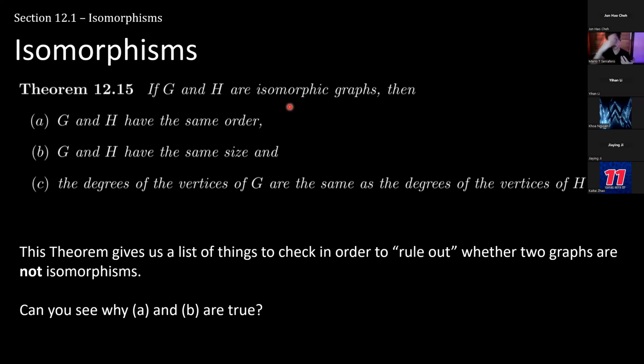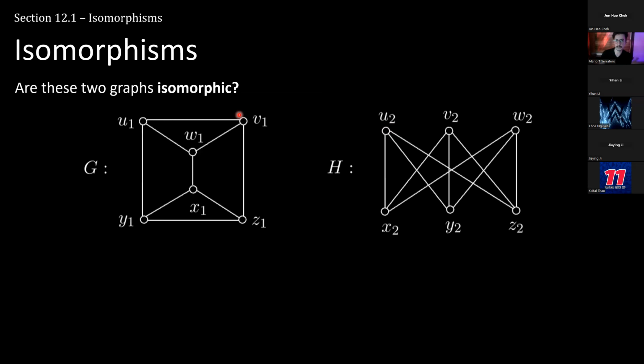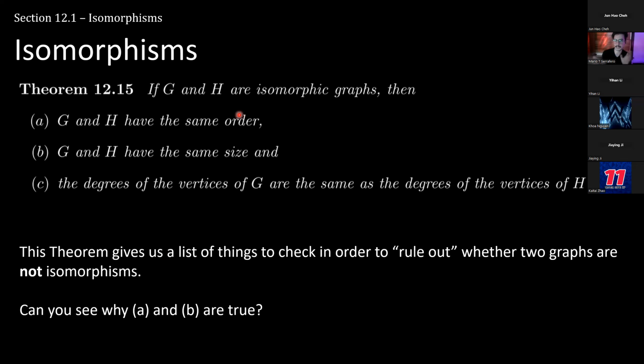Now, because the adjacency structure is maintained, we know a lot of things need to remain the same. So if G and H are isomorphic graphs, then we know for a fact that they have the same order, right? And that is because it's a bijection. We cannot have a bijection where the domain and the codomain have different cardinalities. The same goes for the same size.